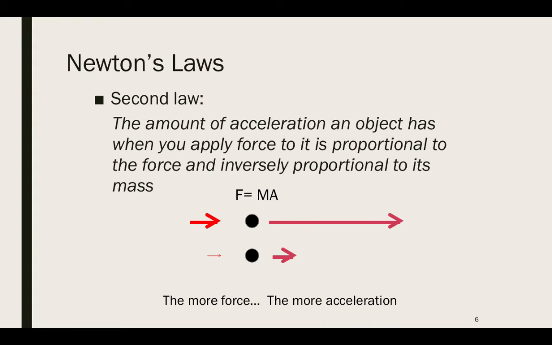Newton's second law is basically saying that force equals mass times acceleration. If you have two objects with the same mass, and you apply more force to one object, and you apply less force to another, the object that you apply more force to will accelerate further than the object you are applying less force to.